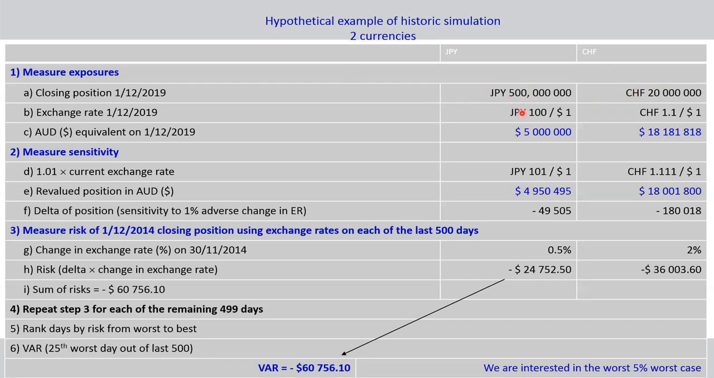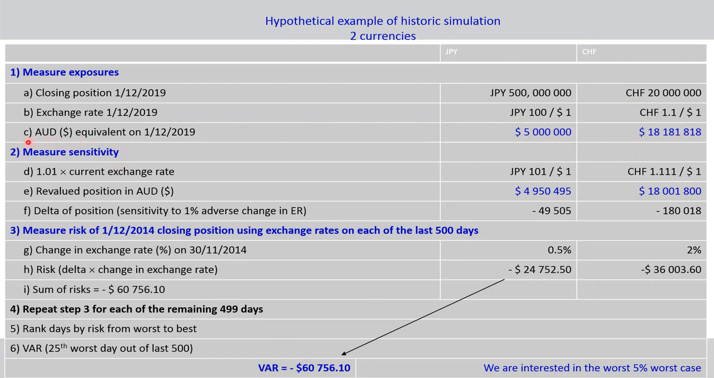The exchange rate is $1 equals 100 yen, and here $1 equals 1.1 Swiss franc. That's fine. This is on the 1st of December 2019, for example. Now, how much my holdings are in Australian dollars is actually 5,018,081. There is no problem.